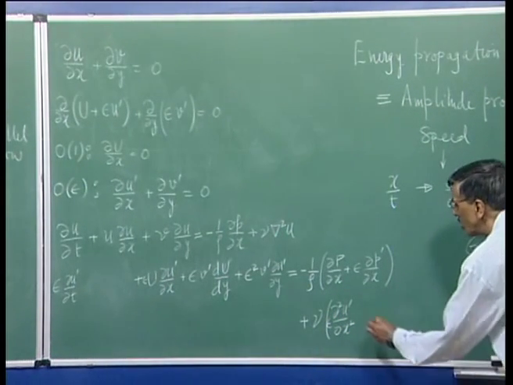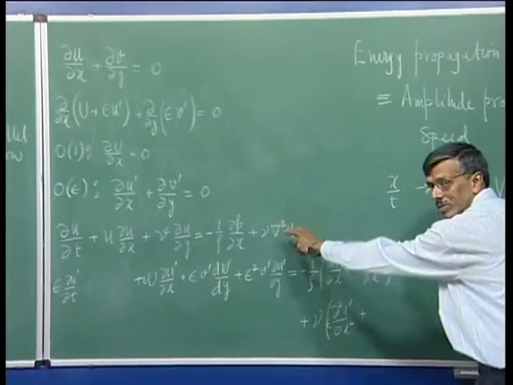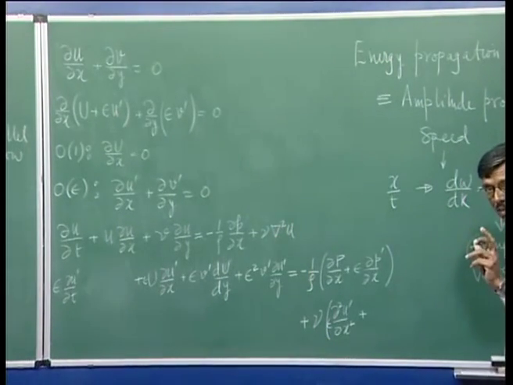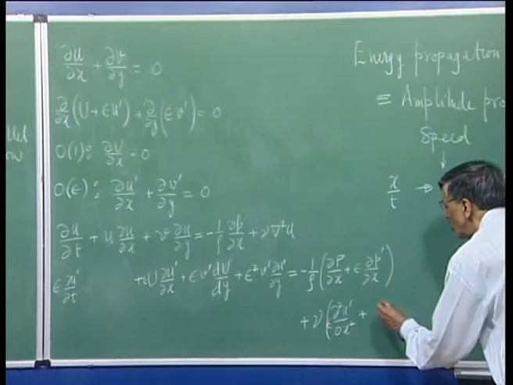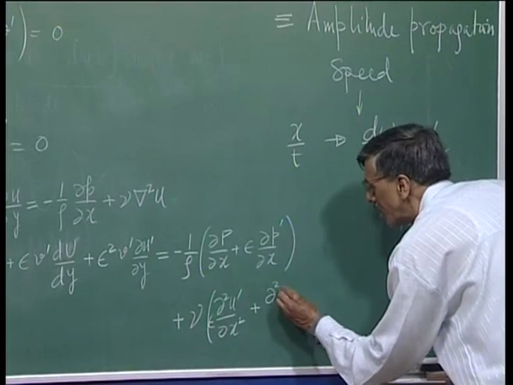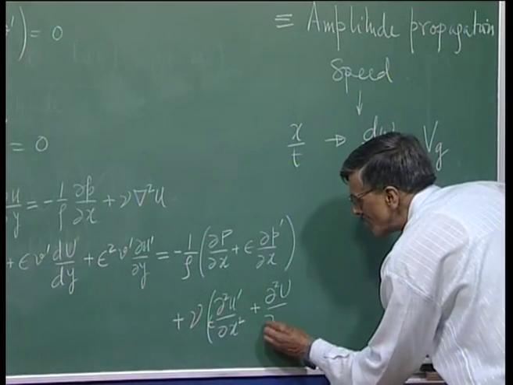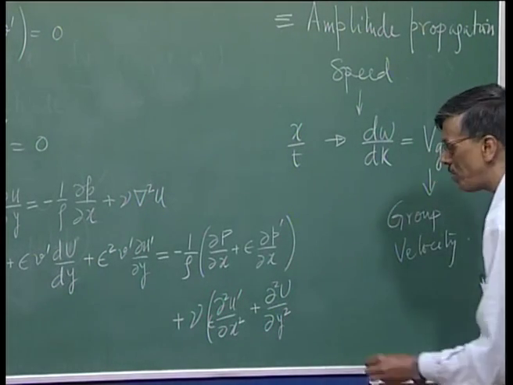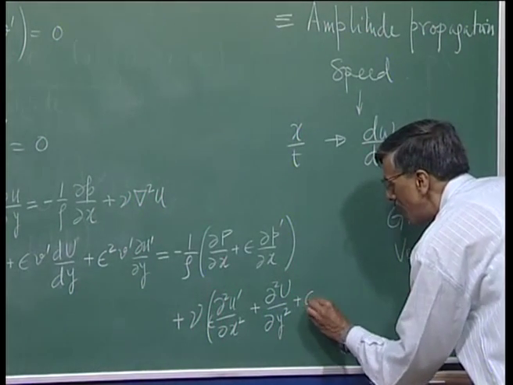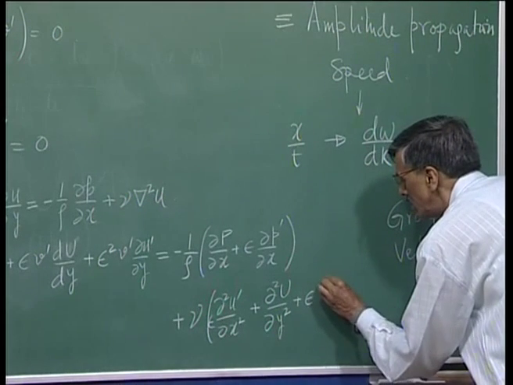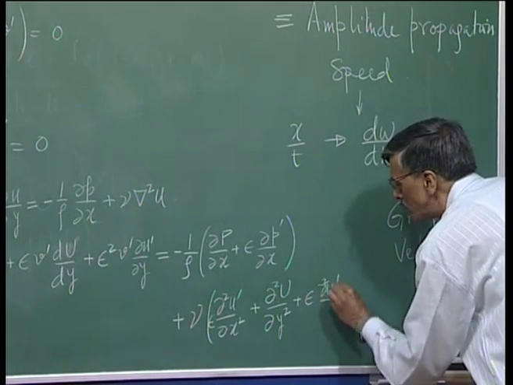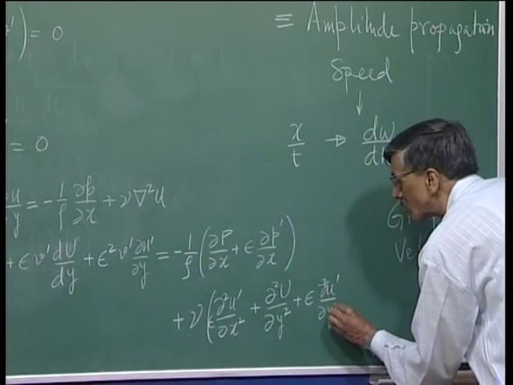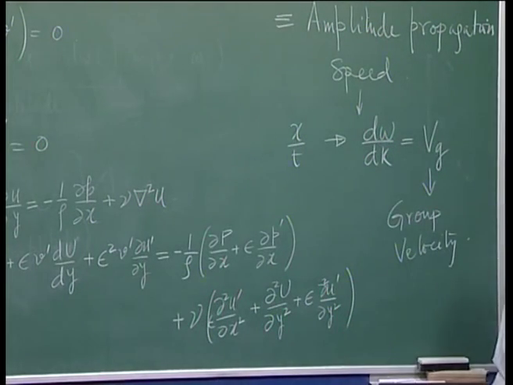Okay. What about the y derivative terms? The capital U is a function of y, so we are going to get this plus epsilon del square u prime del y square. So we have written down everything.